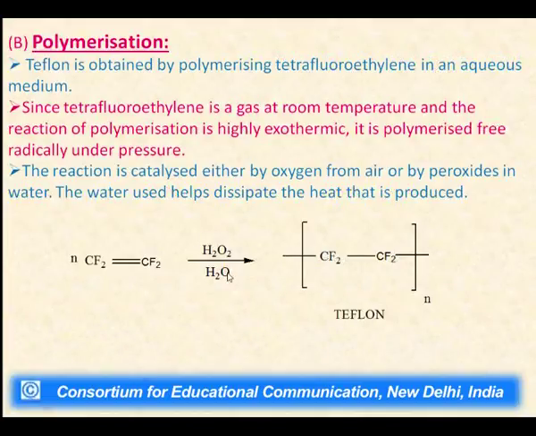The water used helps to dissipate the heat which is produced during the polymerization. So, here is the n number of tetrafluoroethylene which will polymerize in the presence of peroxide along with water and will finally convert into a polymer which is called polytetrafluoroethylene, also named as Teflon.